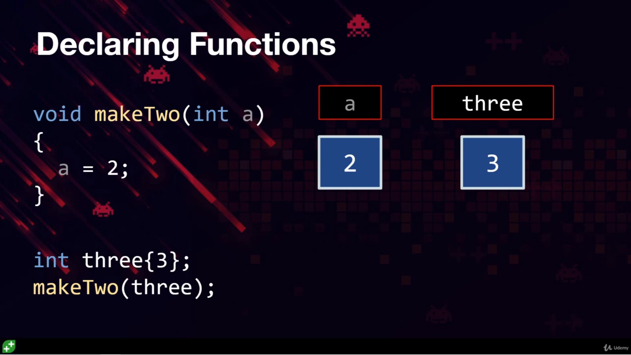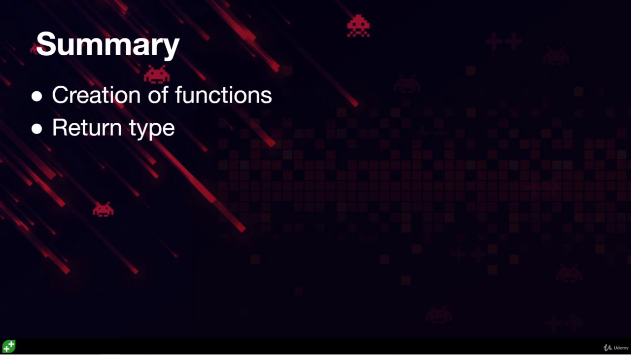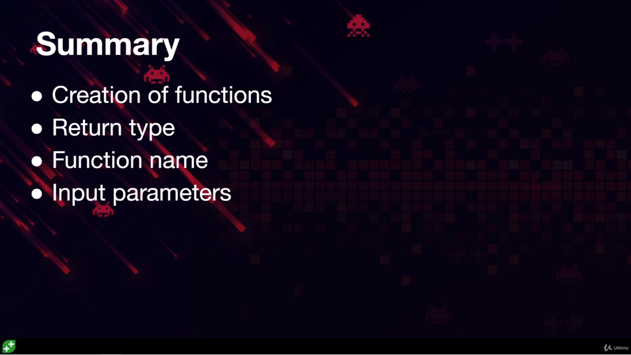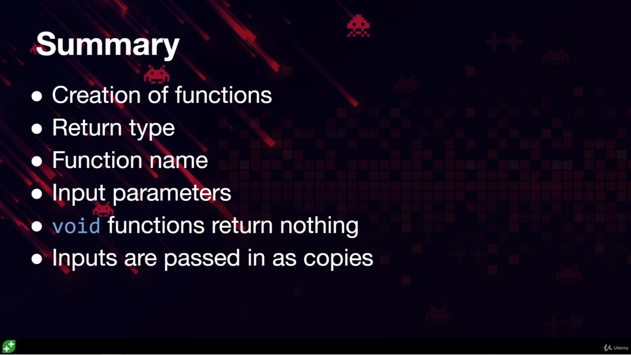So functions do not alter the values of variables outside the function. They simply take those values in as copies and perform any actions specified inside the function body. So in summary, we've learned how to create functions by specifying a return type, giving a function its own name and input parameters, and we learned that we can have functions that return nothing. These have a return type void. We also learned that inputs are passed in as copies, so a function does not change the values of variables outside the function. They simply receive copies of those inputs and perform actions in the body as instructed.